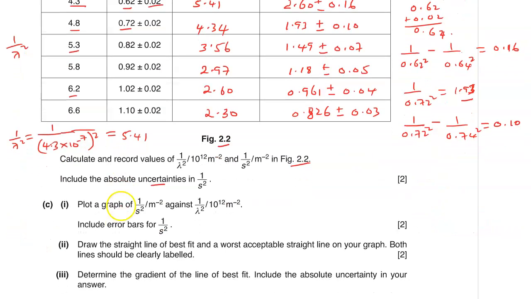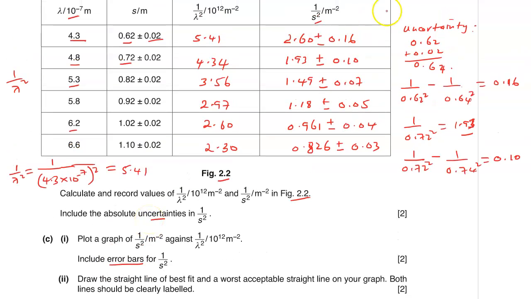So the next thing is to plot a graph of the reciprocal of s squared against the reciprocal of y squared, and you're supposed to include the error bars. The error bars will be drawn using the absolute values of s, because I mean a reciprocal of s squared, so we'll use this one to plot the error bars. So let's go to the graph below here.